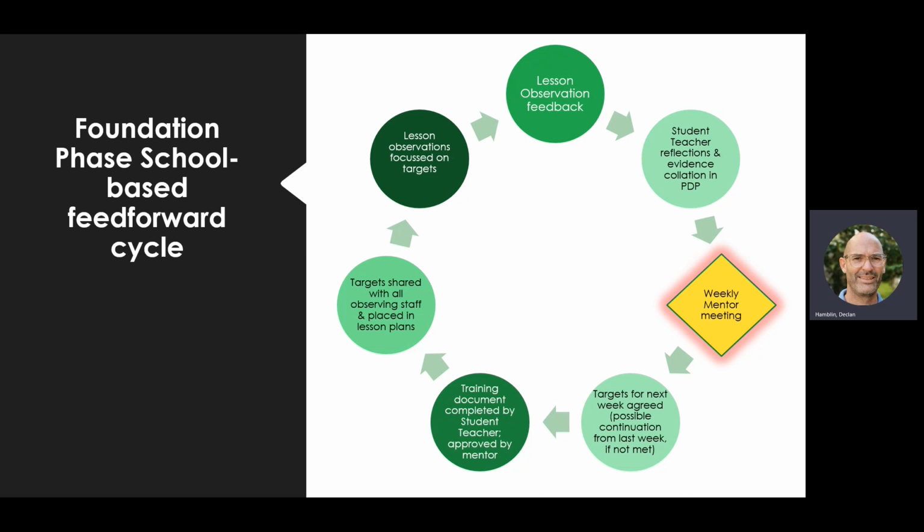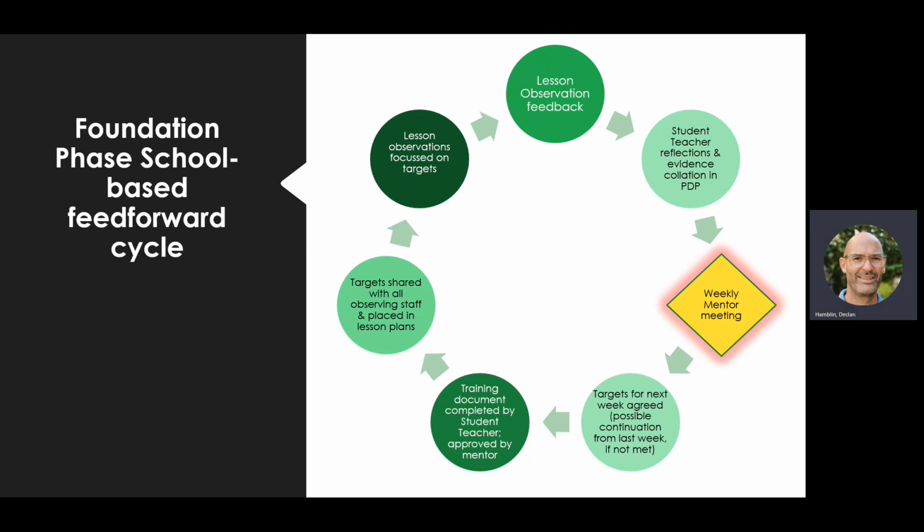So once those targets have been agreed, they then should be shared with all their observing staff, and sometimes that's great to do by sending out an email to all staff in the department, and student teachers are more than capable of that. Or it might be that they simply place them on their lesson plan. So we have a spot at the top of the lesson plan, so those that are observing student teachers can see what their targets are currently.